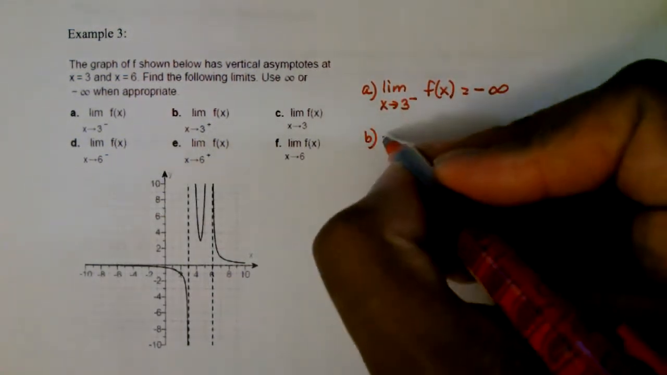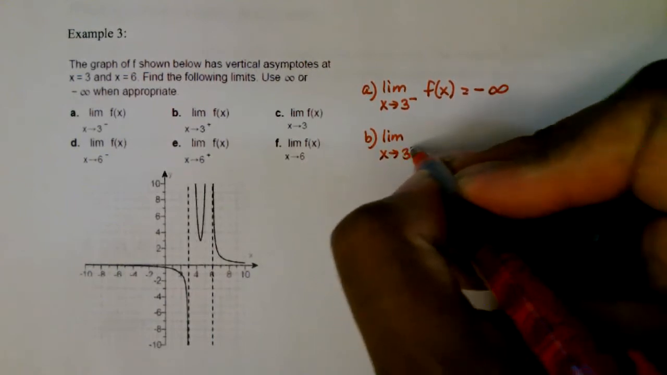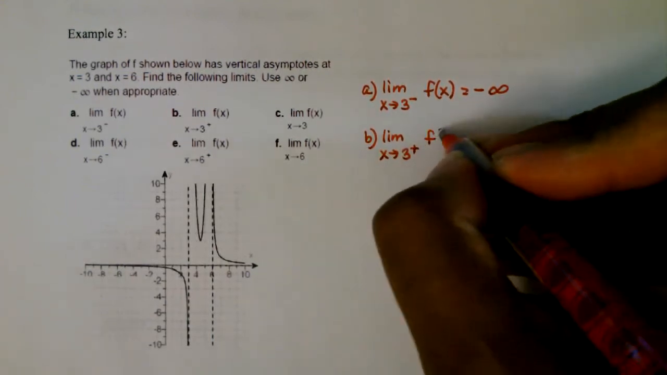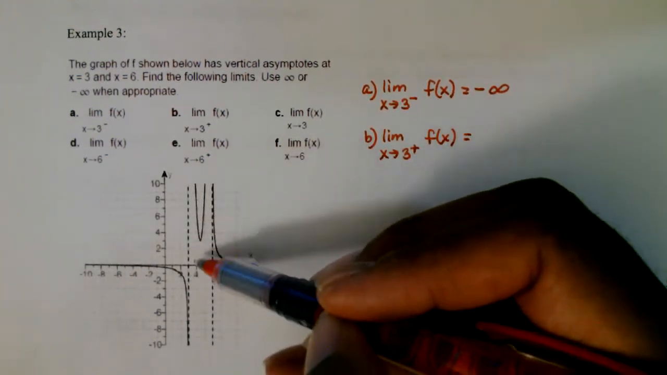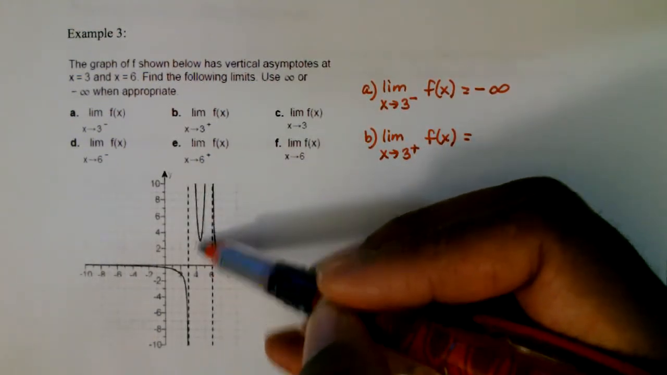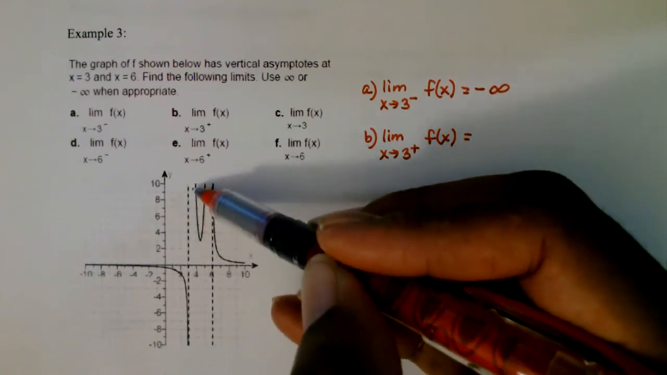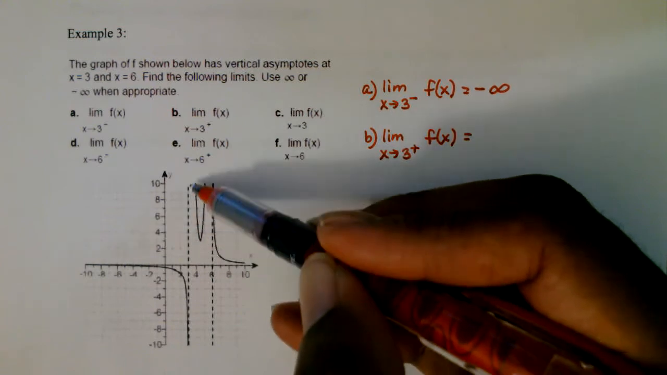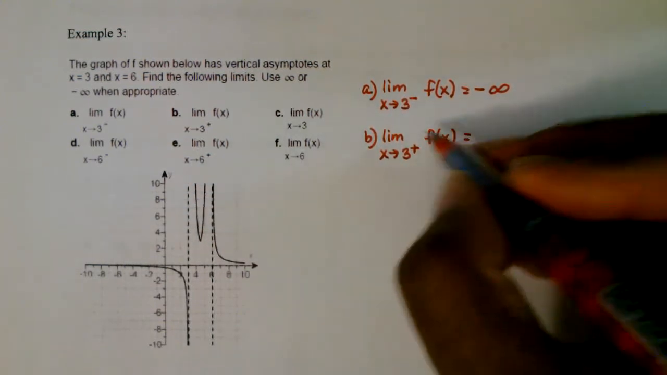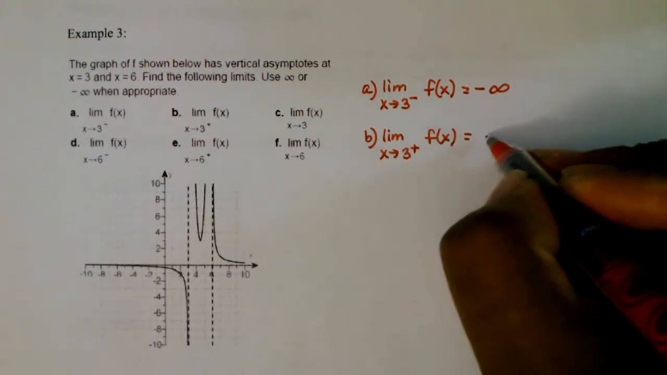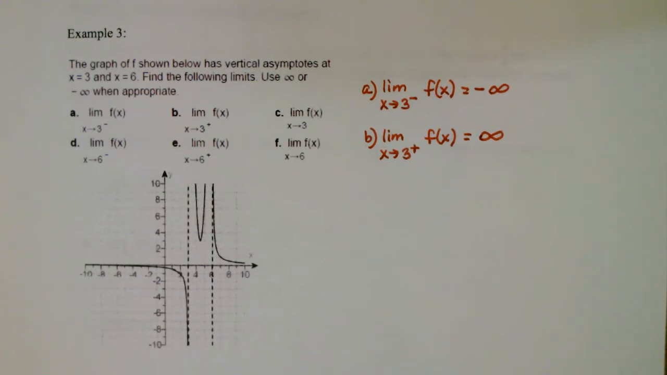Part B, the limit as x approaches 3 from the right of the function f of x. Well, here's 3. Let's look at what's going on to the right of 3. Here, this is going in the upward direction without end. So that means it's approaching positive infinity. So the limit as x approaches 3 from the right of that function is going to be positive infinity.